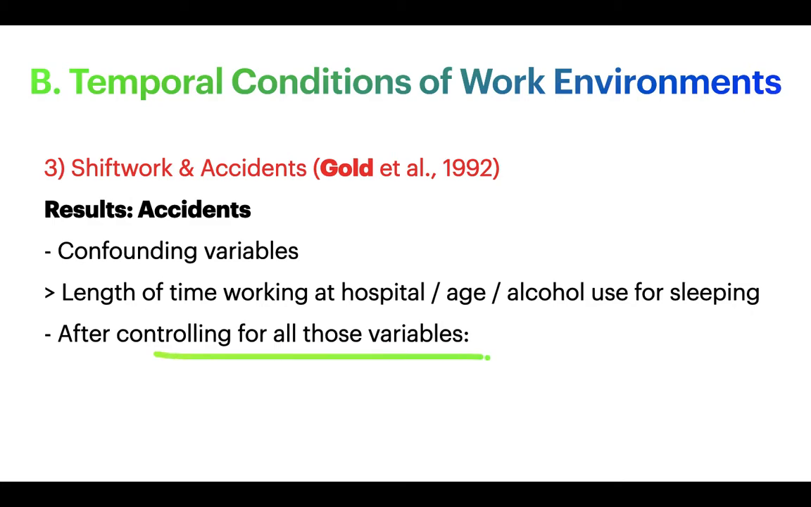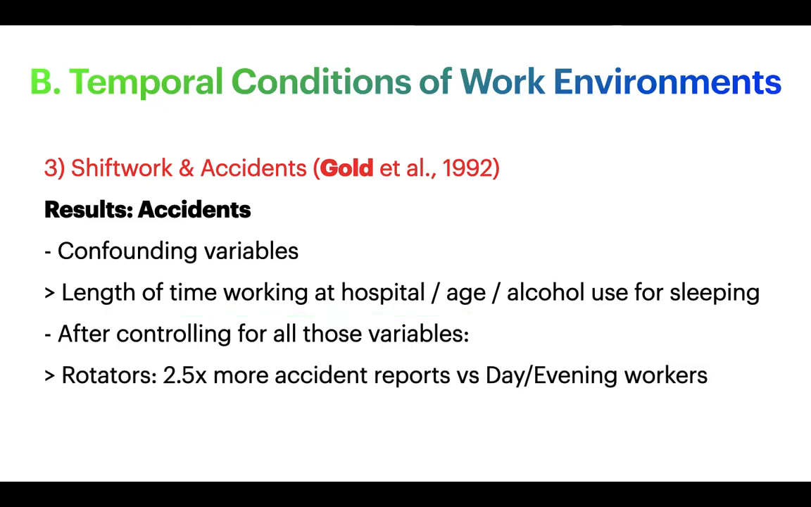But after controlling for these variables, so these are other variables that they have to control for. You can do it statistically, but how you control that statistically is not in your syllabus. But what they found was after controlling for those variables that could be confounding the experiment, they still found 2.5% more accident reports versus the day and evening. So rotators still had more accidents compared to day and evening workers, even when controlling for age, length of time at hospital, and alcohol use.